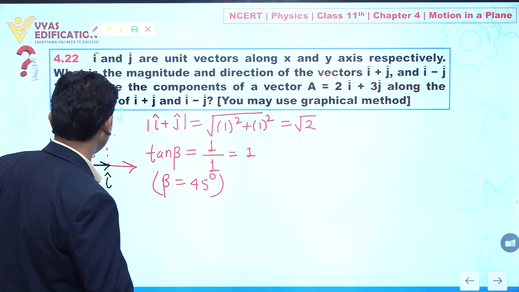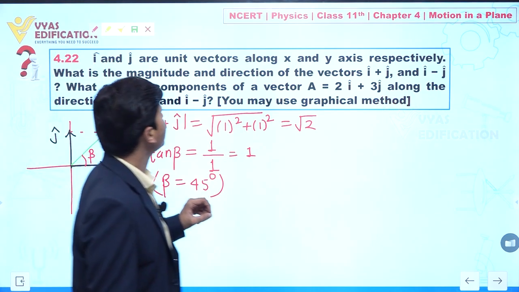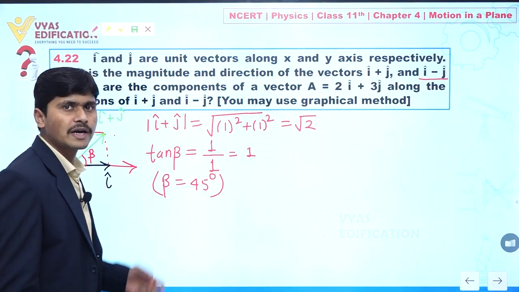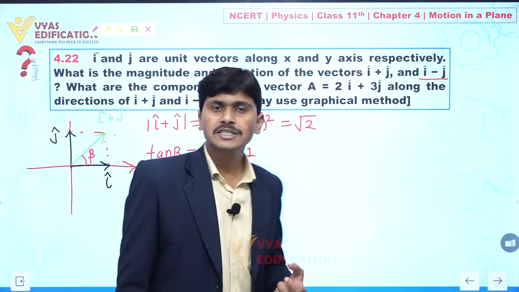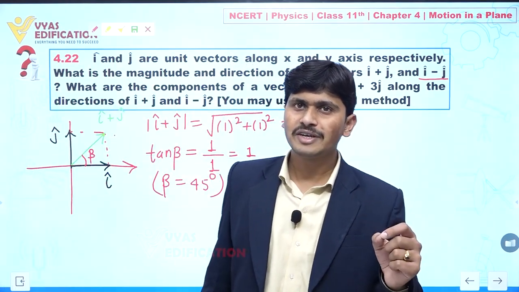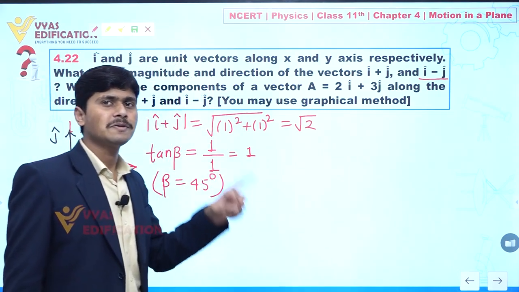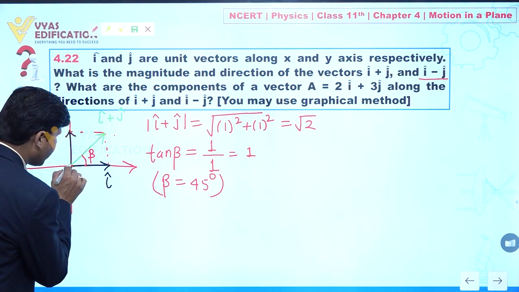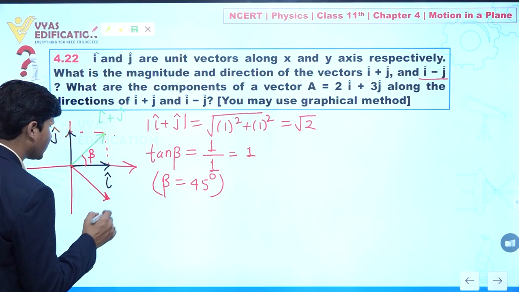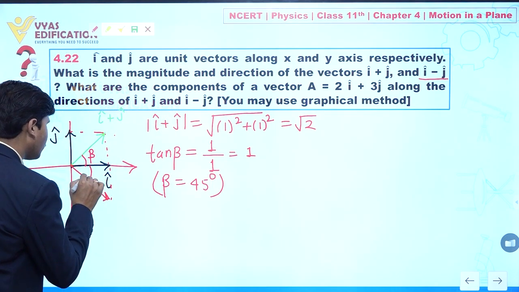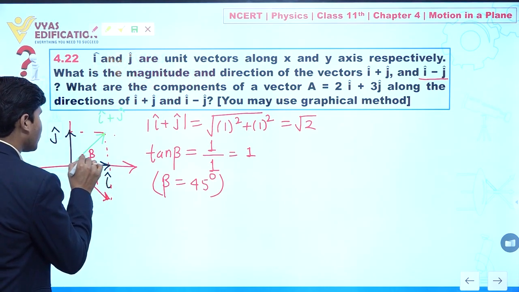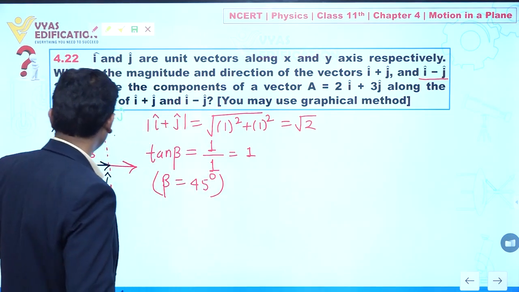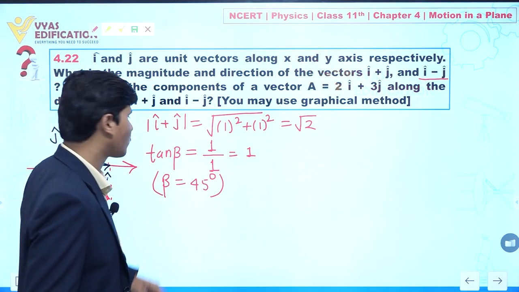Clear? 45 degree. Now, what is the direction of the vector i cap minus j cap, and we have to find the magnitude also. So in i minus j cap, i is along the positive x axis side and minus j cap means the negative y axis. It means we will get the resultant in this direction. Yes or no? And let's suppose this time we have beta in a clockwise direction. Here we have anti-clockwise direction, and this is clockwise direction.